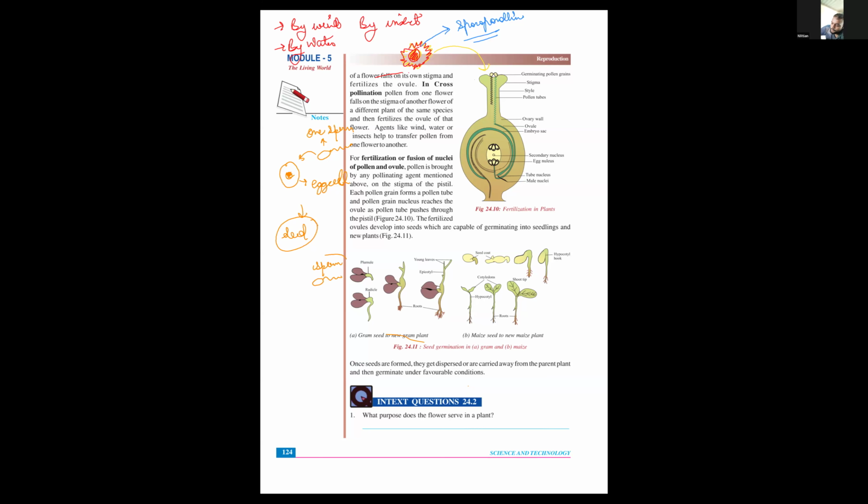the second sperm cell fuses with the middle one, which is called the secondary nucleus, to form endosperm. Okay, endosperm. Now, what is endosperm? Endosperm is the nutrition-giving food to the seed. Okay, it gives nutrition to the seed.